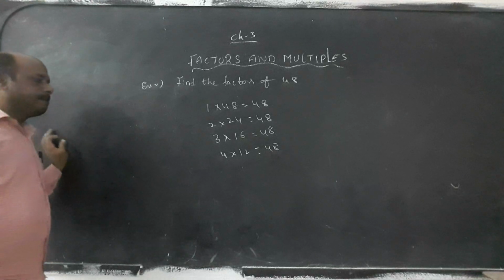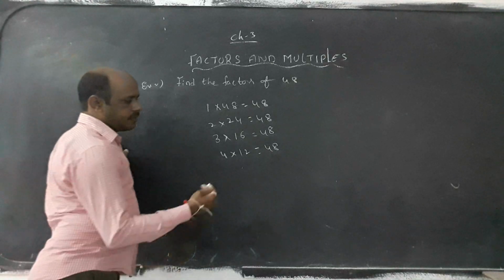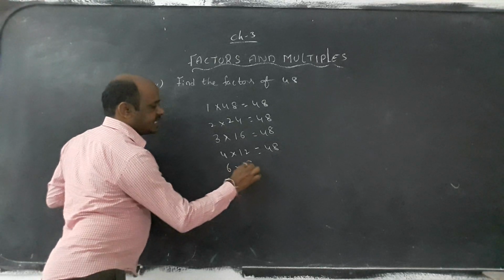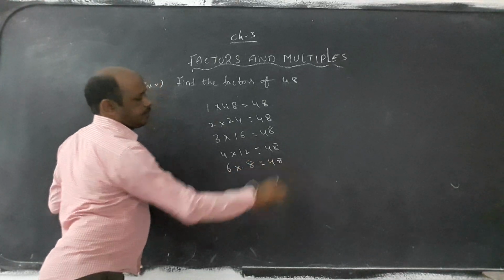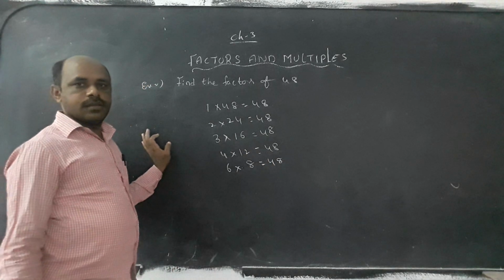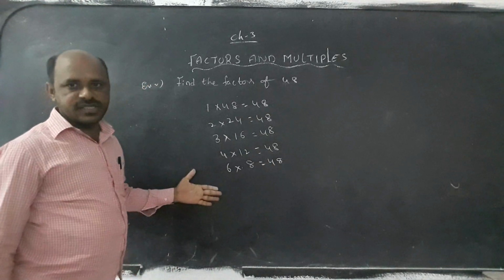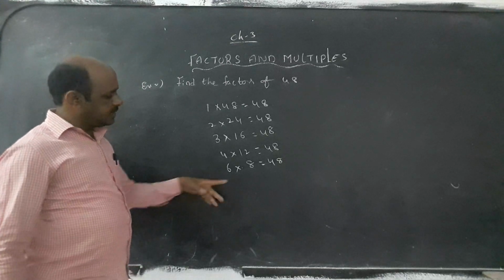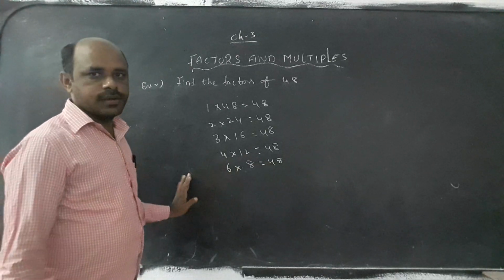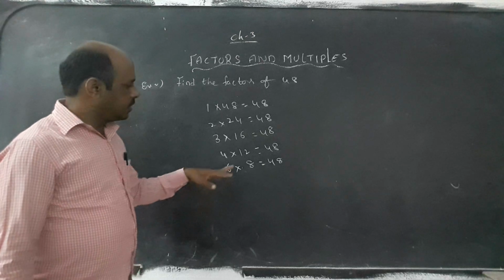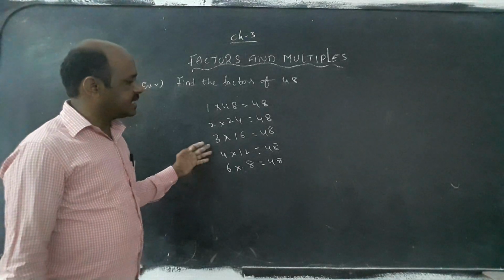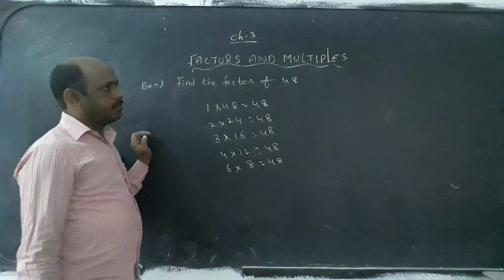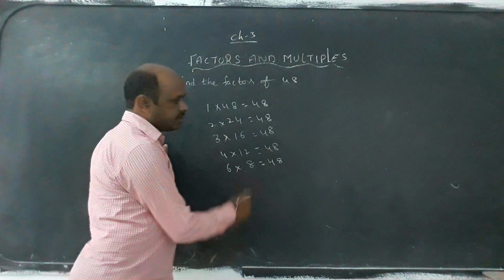Next one, 5 table we count. 6 table, 6 8 is 48. 7 table count, 7 7 is 49. 8 table, 8 6 is 48. In the same way, 8 8 is 64, it's over. 9 table, 9 5 is 45, 9 6 is 54.